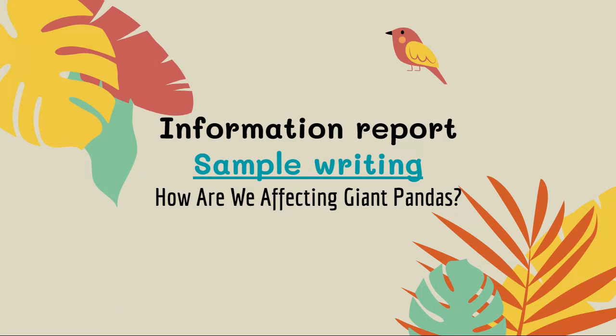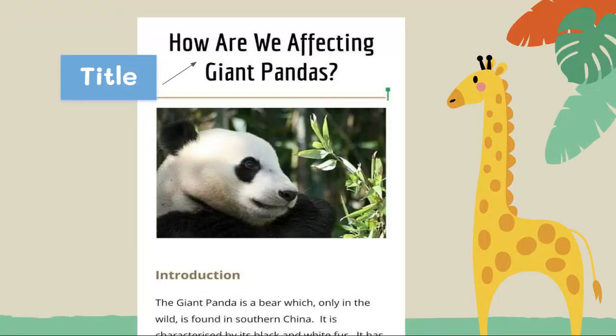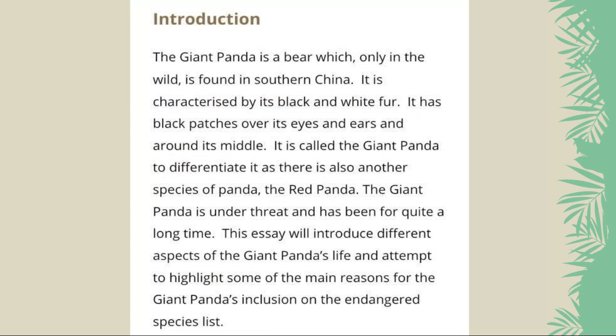Let's have a look at the sample writing. You will understand better about the structure. The title of the sample writing is How Are We Affecting Giant Pandas? In this passage, we will talk about how human behavior has affected giant pandas. This is the introduction. Let's have a look together.